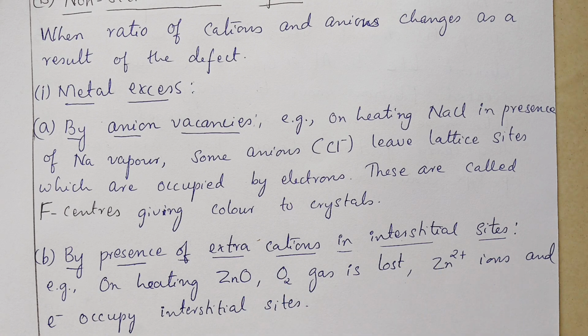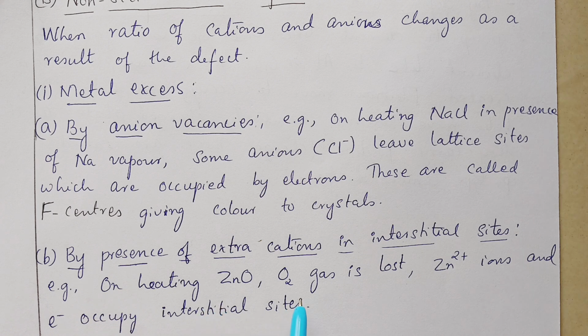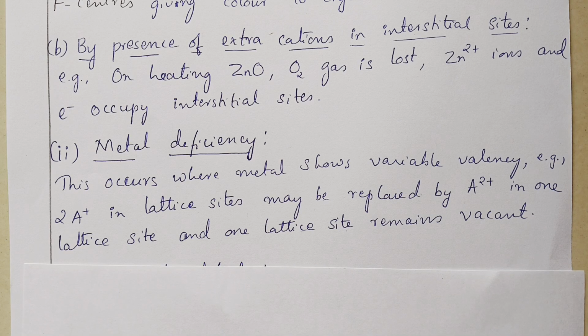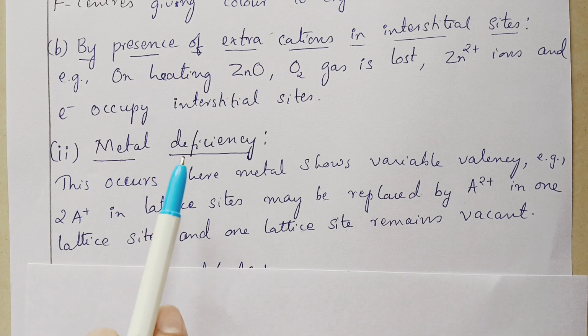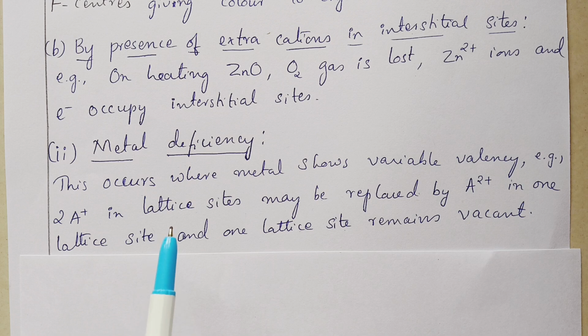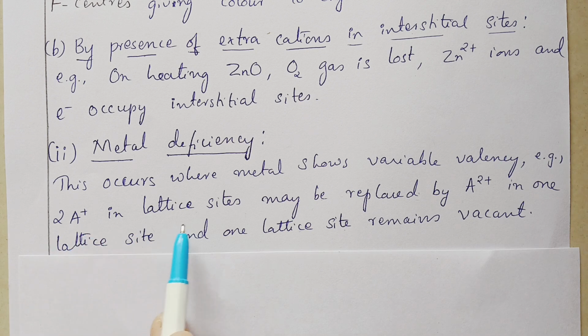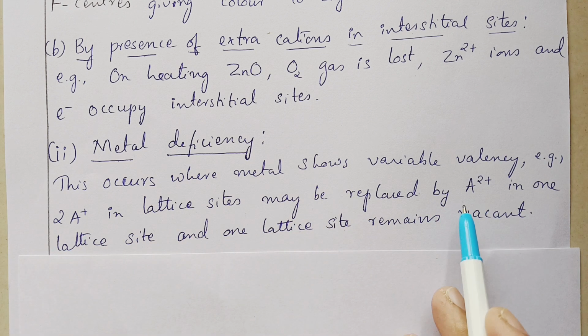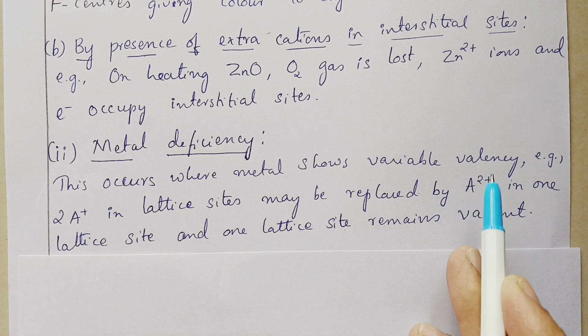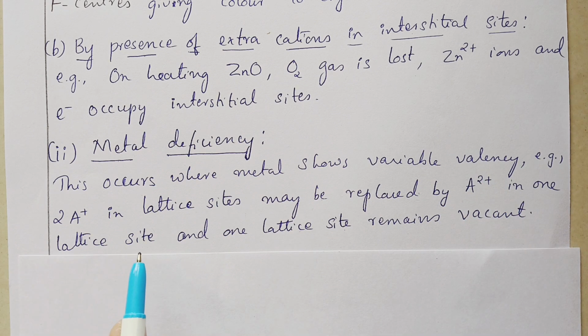Second one is by presence of extra cations in the interstitial sites. Let's take an example. On heating zinc oxide, oxygen gas is lost from the zinc oxide crystal. So Zn2+ ions and electrons occupy the interstitial sites. The next type of non-stoichiometric defect is metal deficiency defect. This occurs where the metal shows variable valency. Let's take an example. 2 A+ ions in lattice sites may be replaced by A2+ ion, one A2+ ion in one lattice site, and the other lattice site remains vacant.